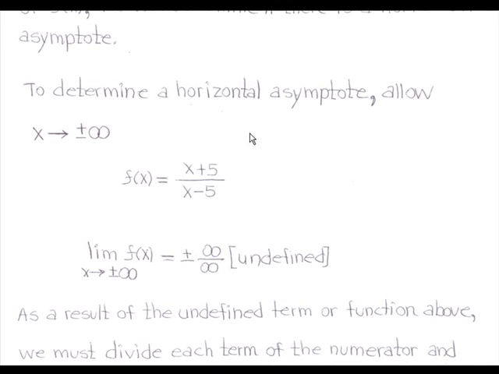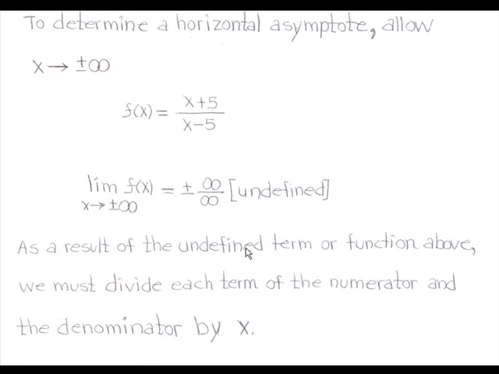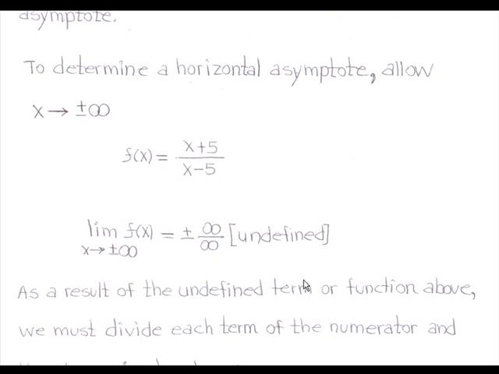So if we keep this factored simplified version the way it is and allow x to approach positive or negative infinity, we end up with plus or minus infinity divided by infinity. That's undefined because no one knows how large infinity is, so we can't do the division. As a result of the undefined term, we must divide each term of the numerator and the denominator by x. And here's why we can do that.